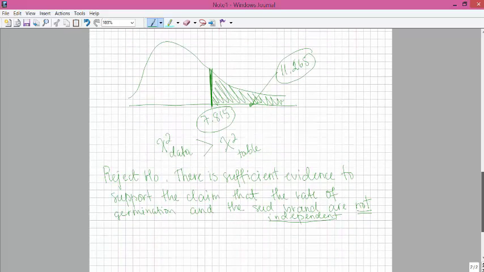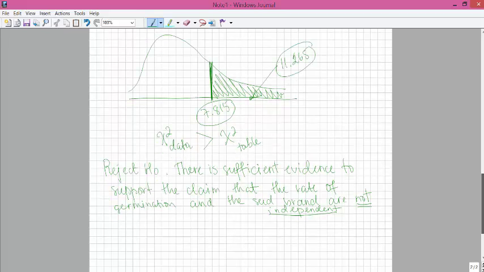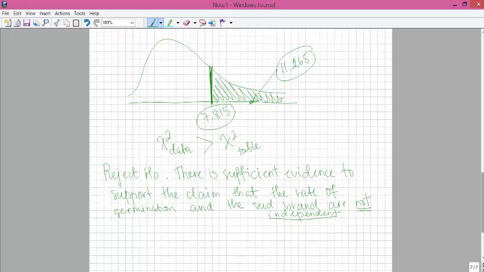and make the conclusion in the context of the problem. Please don't just say the variables are independent or not independent. Actually tell me what variables we're using. In this case, it's the rate of germination and the brand of the cucumber seed. And we concluded they're not independent.